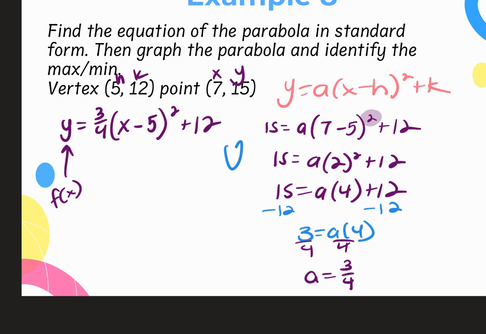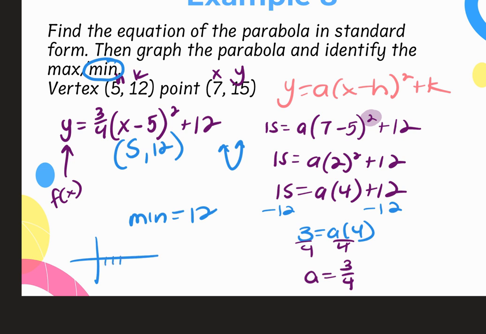It opens upward. So does it have a max or a min? It has a minimum. How would I find the minimum? The vertex. Which part of the vertex? The y. So what's the y coordinate of my vertex? 12. Because my vertex would be (5, 12), right? This is shifted to the right 5, down 12, and it would be wide.